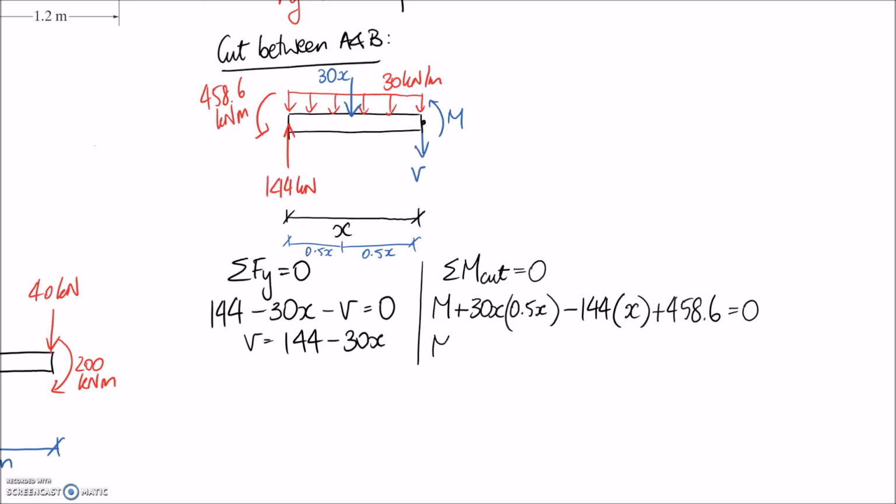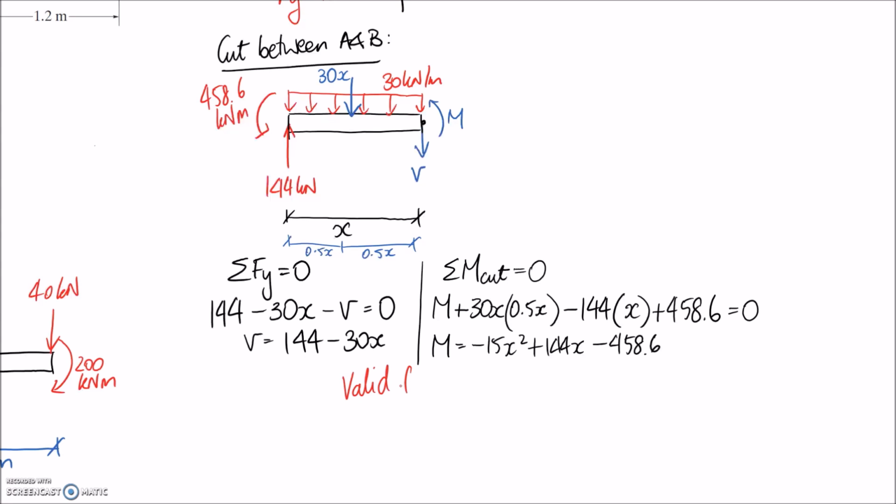So we need to rearrange this to get M on its own, and when you go ahead and do that, it comes out to be negative 15x squared plus 144x minus 458.6. So this equation describes shear, and this equation describes the moment through the section AB. So what I want to do now is just put some values around what x values that means it's applicable for.